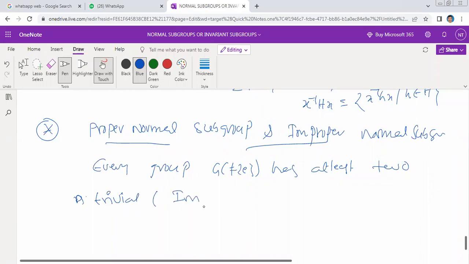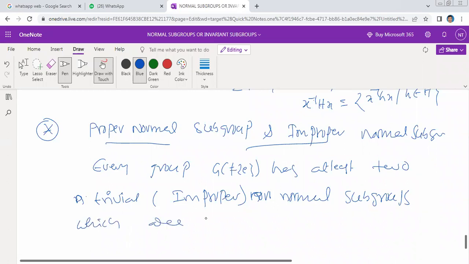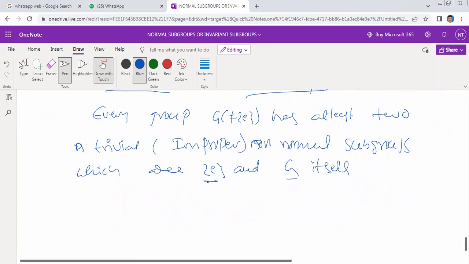This we call improper. So it has at least two trivial normal subgroups. At least two trivial or improper normal subgroups, which are the singleton set E and G itself. Identity and G, both together, these are called trivial normal subgroups. E is a trivial normal subgroup, G is also a trivial normal subgroup.